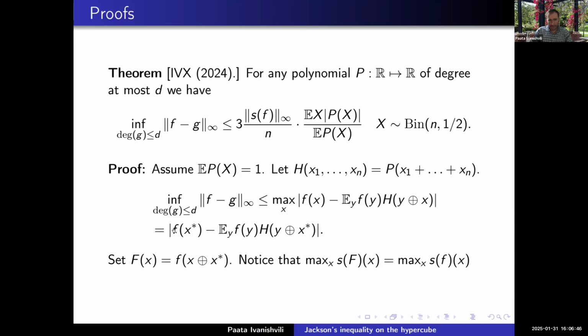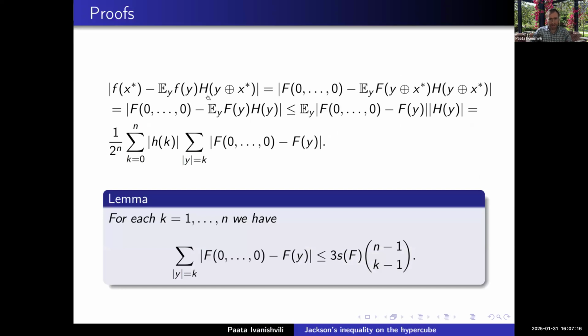And let's say that the maximum is attained at some point x star. Then there is a little shifting. So let's introduce a new function. F of x will be f of x plus x star, addition modulo 2. And if you shift, you can notice that the maximum sensitivity does not change. So the maximum sensitivity of capital F is the same as the sensitivity of little f. But what this shifting does is that it just shifts things to 0.